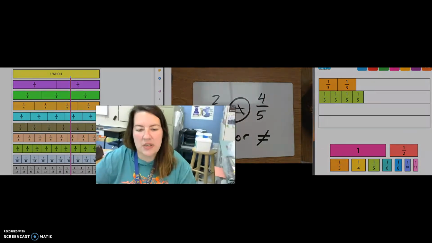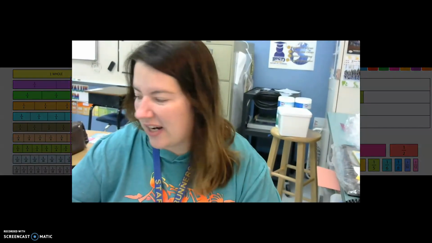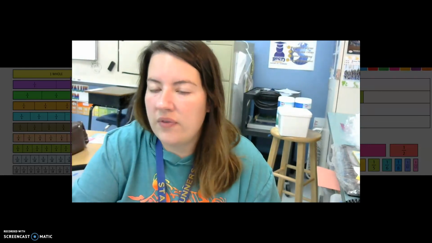So what you guys are going to do on your independent work is you're going to have just several of these fractions, and you're going to choose, is it equivalent or not equivalent? And you're going to have a link to these online manipulatives where you can use those pieces to help you compare to see if they are equivalent or not equivalent.